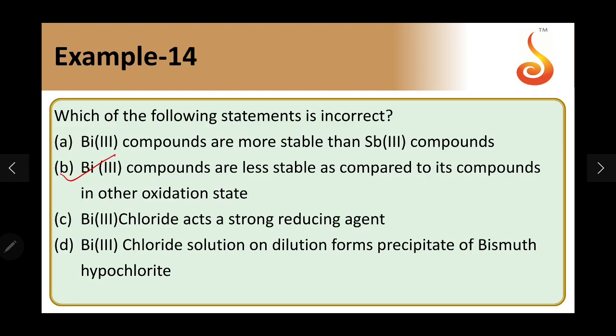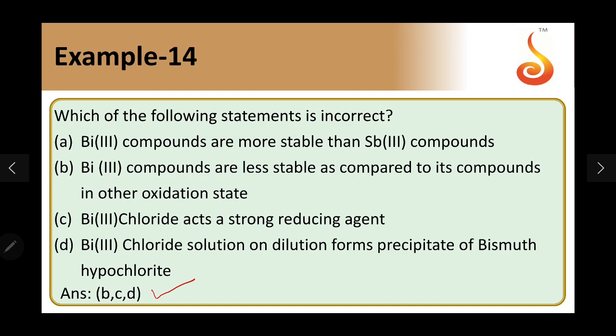So B and C are right now. Bismuth chloride solution on dilution forms a precipitate of bismuth hypochlorite. So this also is not a correct statement, and bismuth chloride solution on dilution is not exactly forming hypochlorite. So D is also a wrong statement and a correct answer for the question. So the answer should be B, C and D.